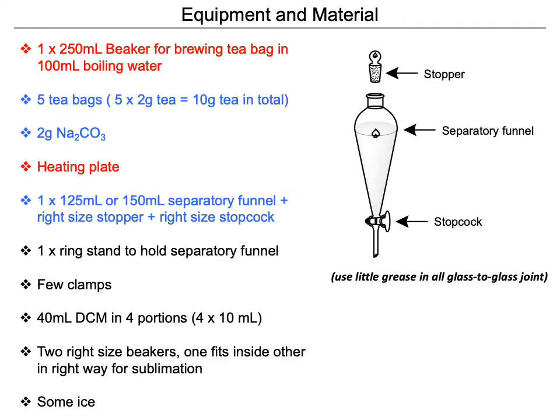These are the equipment that we need: a beaker, 5 tea bags, sodium carbonate, a heating plate, a separatory funnel, and a stopper and stopcock. We also need a ring and a few clamps. We need DCM in 4 portions of 10 milliliters, and 2 right-sized beakers for the last part of the experiment.